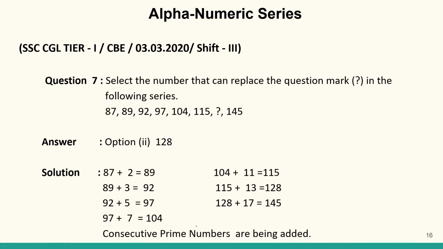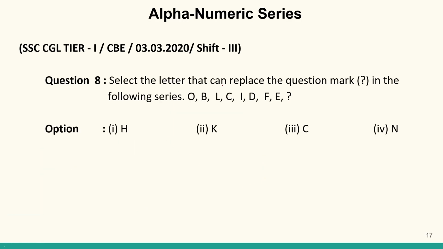So consecutive prime numbers are added. It is mentioned in the solution. You can check 2, 3, 5, 7, 11, 13, and then 17. These are being added. This is the next question.